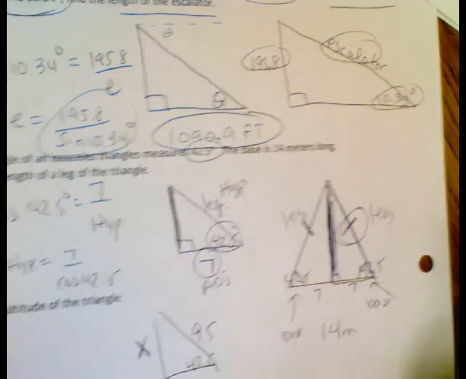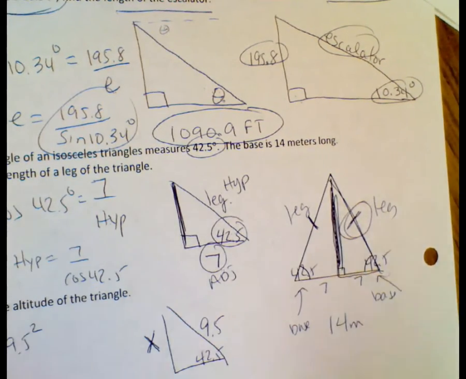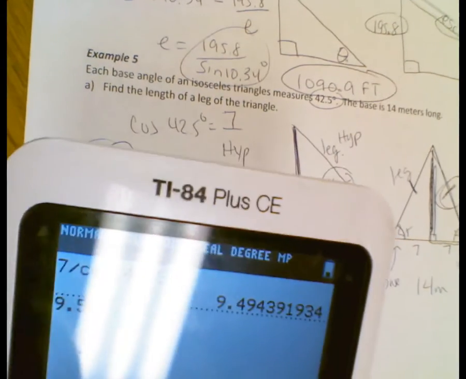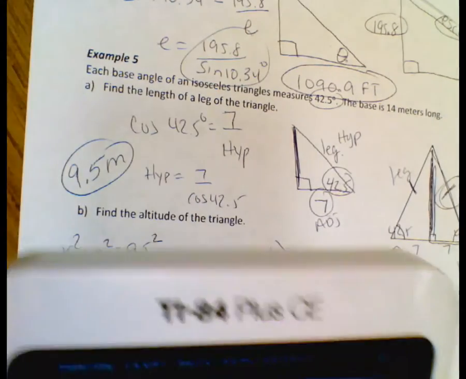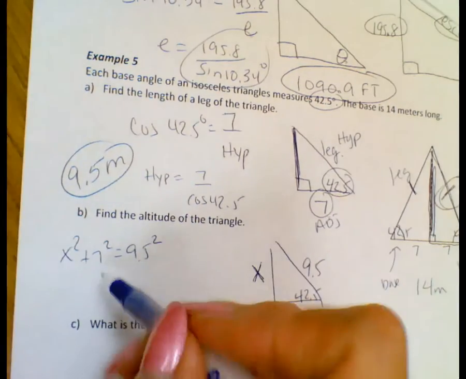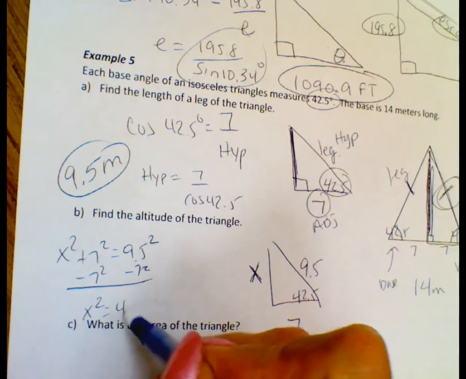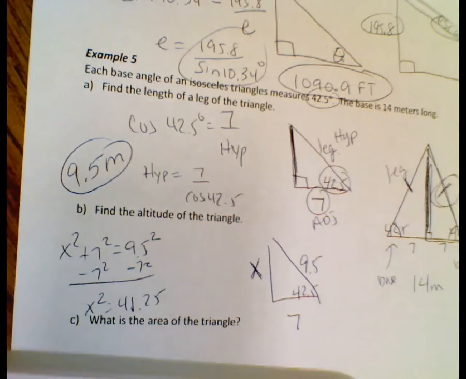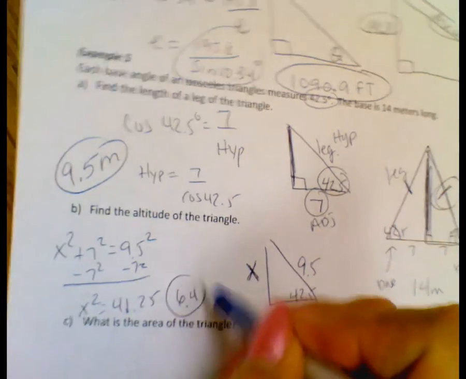So you could do the Pythagorean theorem. You could go x squared plus 7 squared equals 9.5 squared. Let's try that. We got 9.5 squared minus 7 squared. If I subtract 7 squared over here, you get x squared equals 41.25. And then we're going to square root that. So press second, square root of the first answer here. You get 6.4. That's your answer.